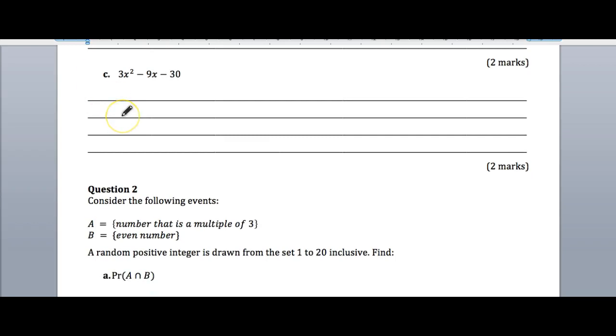Okay, this one here. If you see a coefficient of x squared, always think, can I take it out as a common factor? Yes, I can, because 3 goes into 9 and 30. So let's take 3 out as a common factor. So we're left with x squared minus 3x minus 10. And this time we're just factorising what we have inside the bracket. So the 3 stays there.